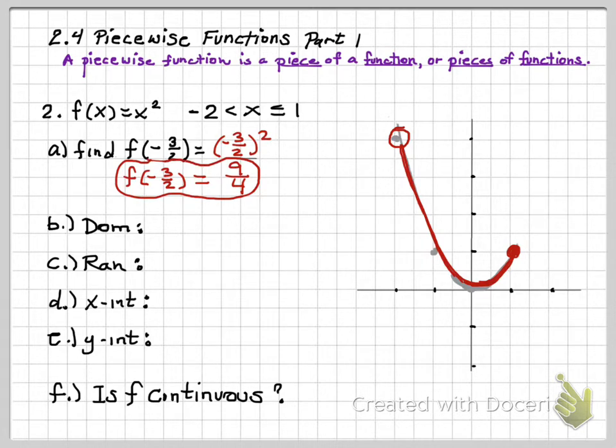Okay. What about the domain? All right, well, the domain is, again, kind of given to us, isn't it? It's that -2 to 1 up at the top there. Now remember, we're not going to include the -2, but we will include the 1. Make sure the reader can tell very clearly whether you're using parentheses or brackets.